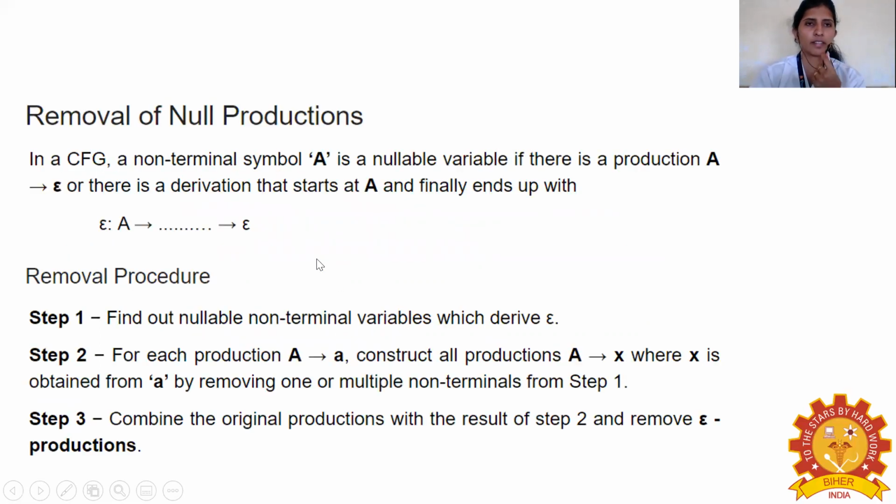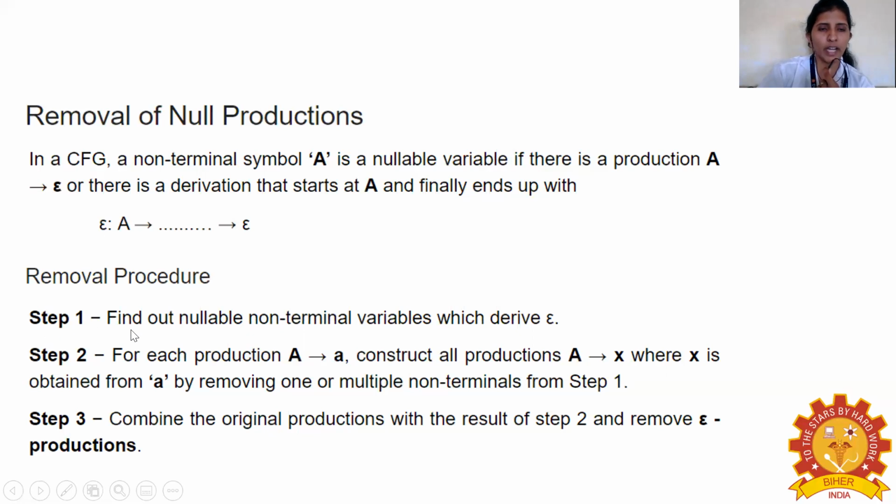And next we see what null productions are and the steps involved in the removal of null productions. In a context free grammar, a non-terminal symbol A is a nullable variable if there is a production A to epsilon, or there is a derivation that starts at A and finally ends up with epsilon, A to epsilon. Okay, so the removal procedure will be as follows.